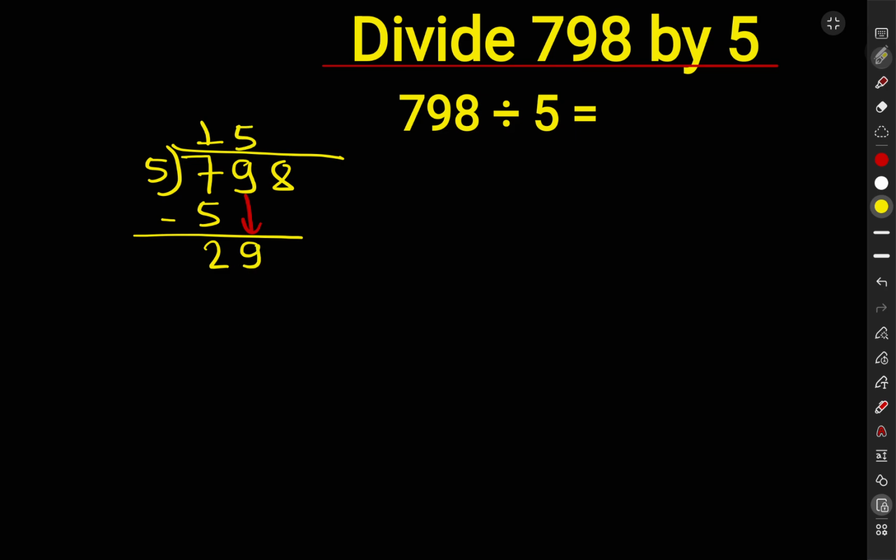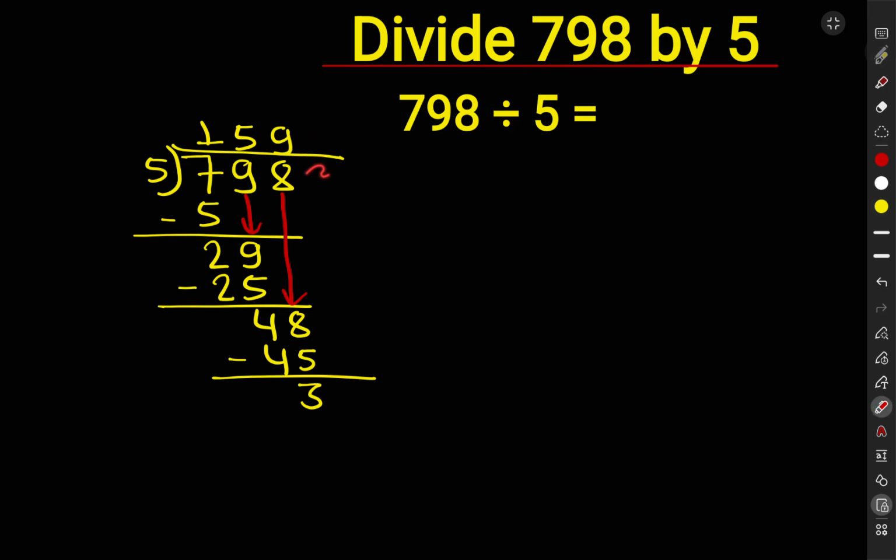5 times 5 is 25. On subtracting we get 4. So again we put down this 8 and it is 48. 5 times 9 is 45. On subtracting we get 3.